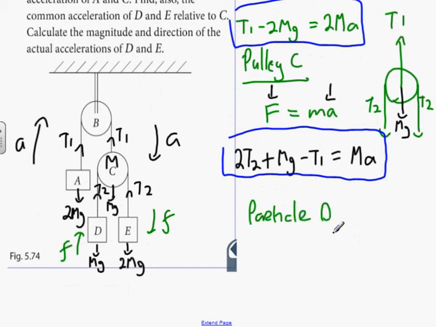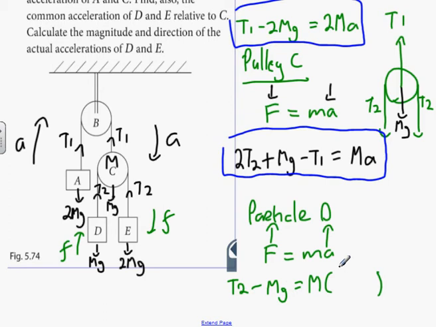Particle D. Is D going up or down, or is it debatable? Overall, is it going up or down, or is it debatable? Debatable. Pick one. Up or down? Up. Let's go up again, okay? So, what force is making D go upwards? T2. What's making it go down? mg. Its own mass.